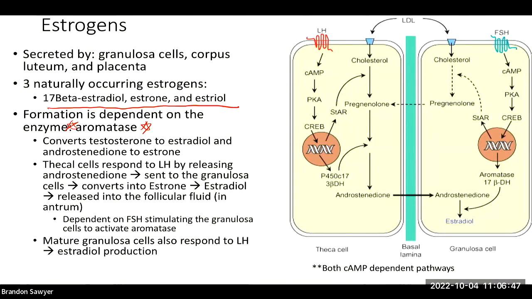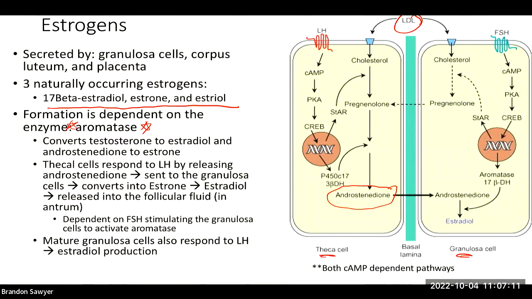Okay, so the way this process works, you can see this is a thecal cell and this is a granulosa cell. Okay, so we see androstenedione being produced in the thecal cell, which is one of the androgens. It's a precursor to other sex hormones like estrogen or testosterone. We can see both of these cells require LDL, right? That's the source of cholesterol to make these steroid hormones, okay?